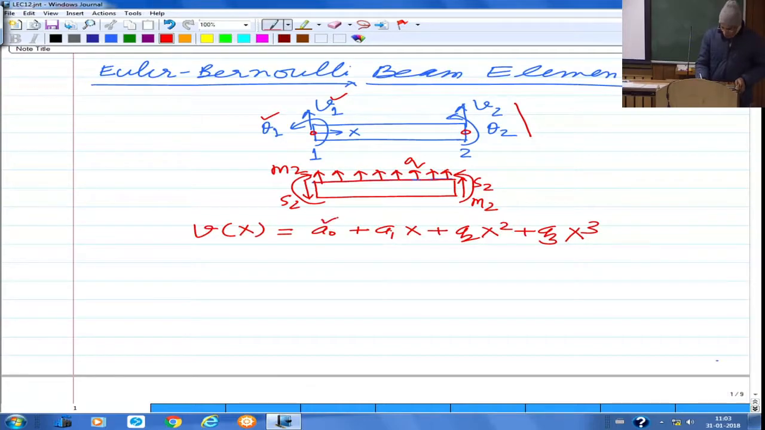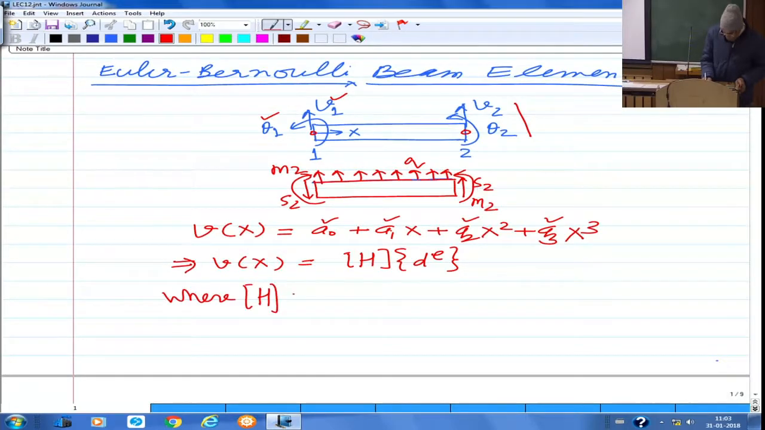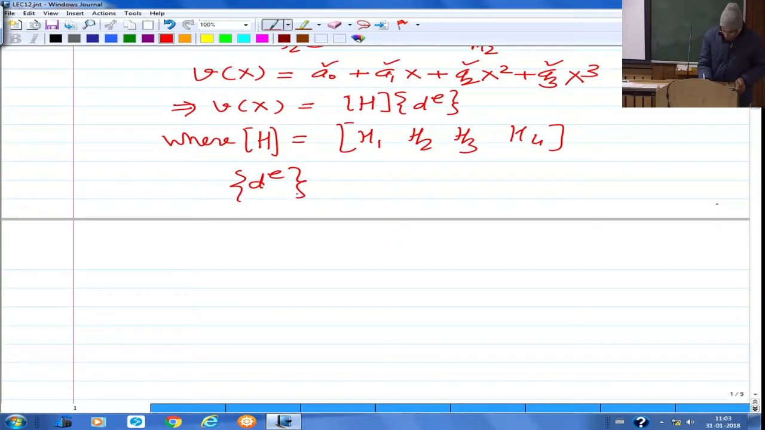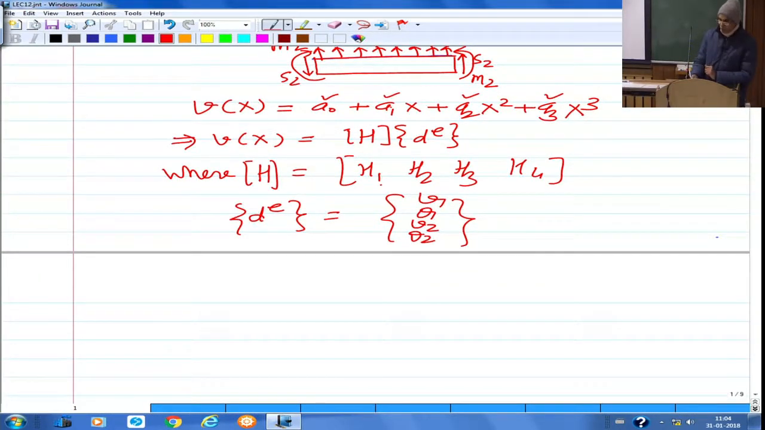Then, by expressing these a0, a1, a2 and a3 in terms of the values of the variables v1, theta1, v2 and theta2, we finally rewrote this as v of x is equal to h, which is the Hermite interpolation matrix, into dE, where dE is the vector of elemental degrees of freedom. This h consists of the 4 Hermite interpolation functions h1, h2, h3, h4, and we also talked about their properties. The vector dE was v1, theta1, v2 and theta2. So this is what in brief we had done in the last class. Of course we defined the expressions for h1, h2, h3 and how we get them, the derivation, all the steps we had done.